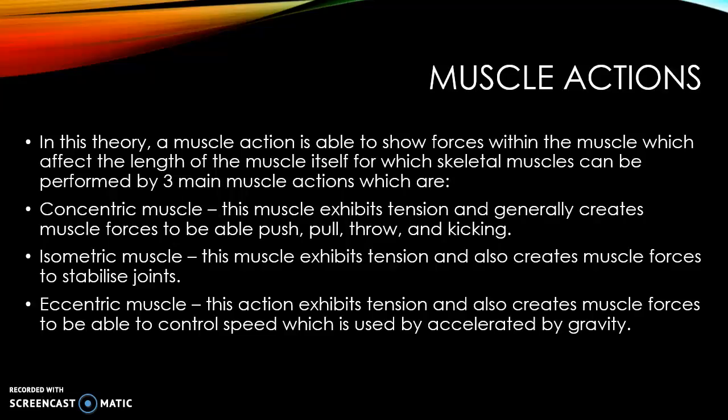Muscle actions. In this theory, a muscle action shows forces within the muscle and affects the length of the muscle itself, which leads to muscles being able to perform three main muscle actions, starting with the concentric. This exhibits tension and generally creates muscle forces to push, pull, throw, and kick. The isometric, which again exhibits tension and also creates muscle forces to stabilize joints. Lastly, the eccentric. This action exhibits tension and also creates muscle forces to control speed, which is used when accelerating by gravity.